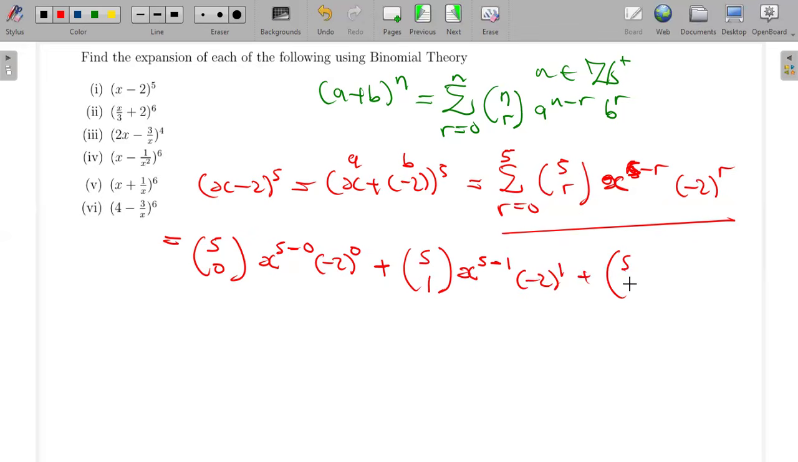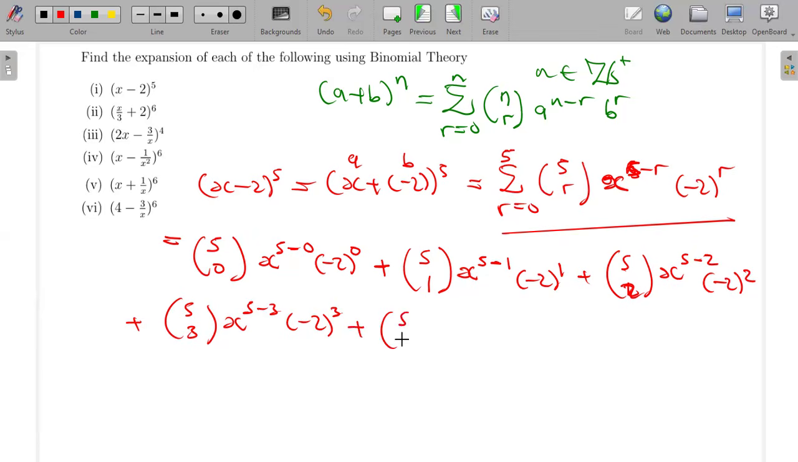Plus, then you say 5 choose 1, and then you say this is x to the power of, that is 5 minus, so there you choose, it's choose 2 now. So minus 2, and then negative 2 to the power 2. Then plus, you have 5 choose 3, and there you have x to the power 5 minus 3, and then you have negative 2 to the power of 3. Okay, plus, then you have 5 choose 4, and then you have x to the power of 5 minus 4, and then negative 2 to the power 4, like that, and then you have plus 5 choose 5.